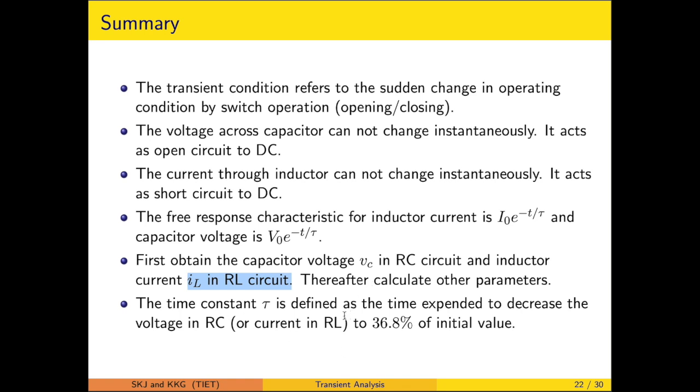Lastly, the time constant is defined as the time taken to decrease the voltage in the RC circuit or the current in the RL circuit to 36.8% of its initial value.